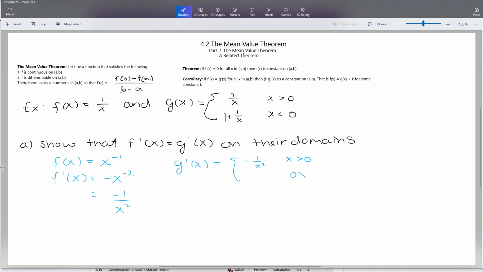And for x less than 0, we're going to take the derivative of 1, which is 0, and the derivative of 1 over x, which is minus 1 over x squared. All right, so there's our derivatives for these two things. So we can see that these two things are equal on their domain.